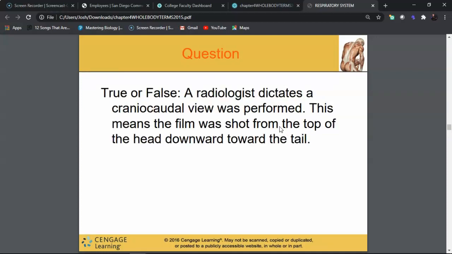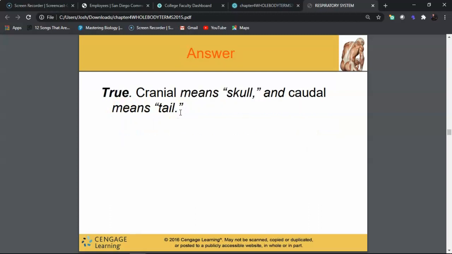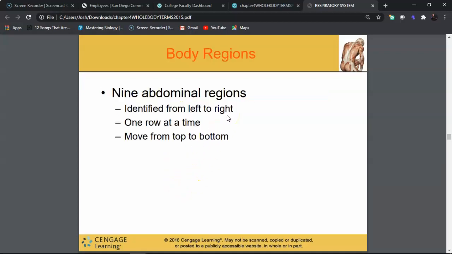Okay, so true or false? A radiologist dictates the report saying that a craniocaudal view was performed. This means that the film was shot from the top of the head downward towards the tail. And that, in this case, would be true, okay, because cranial came first and caudal. So that would indicate that we did go from the top to the bottom. If it was a caudal cranial, then that would indicate that we were going from the tail to the skull, okay?